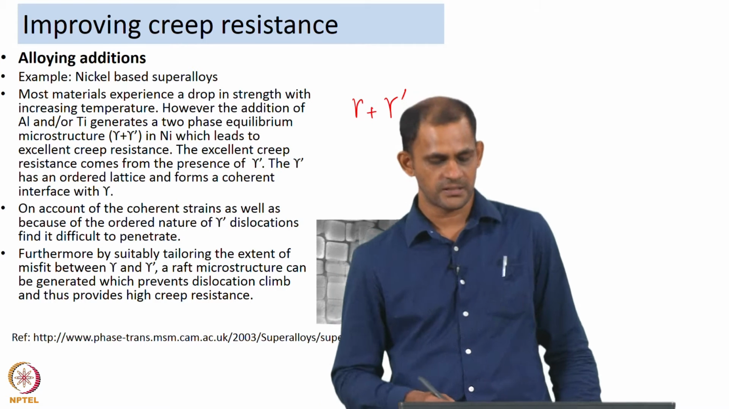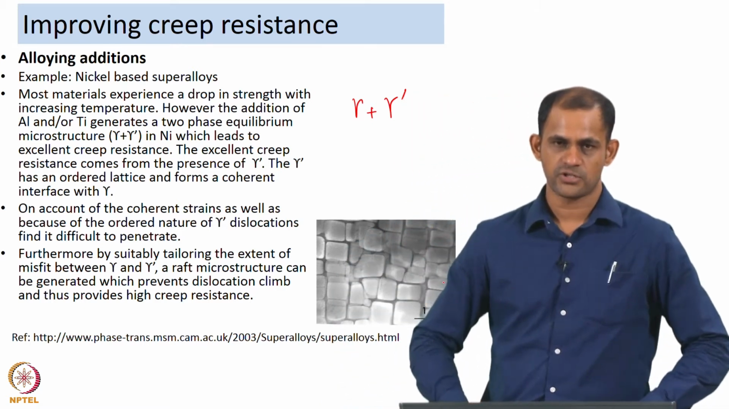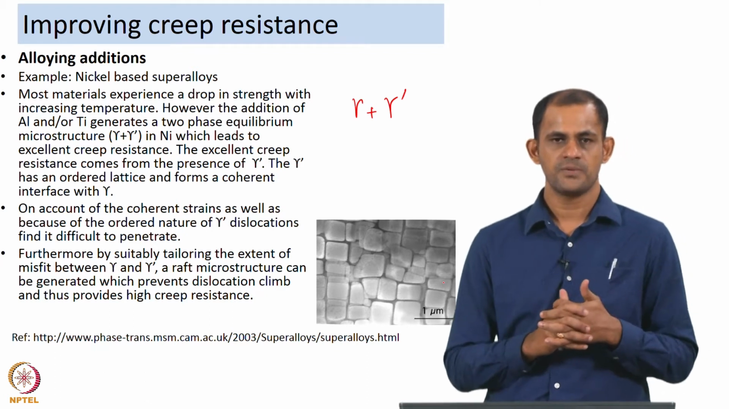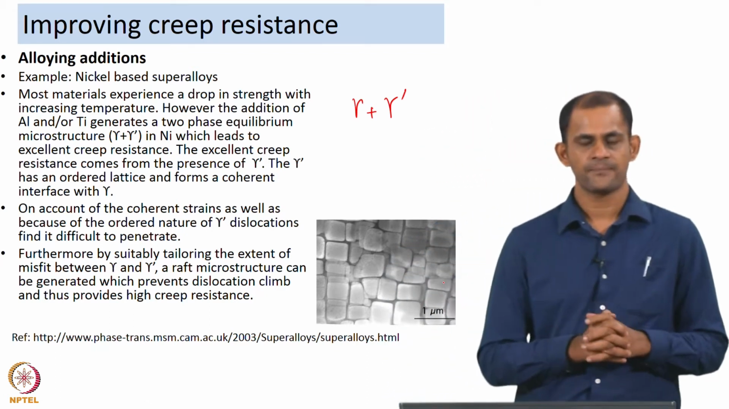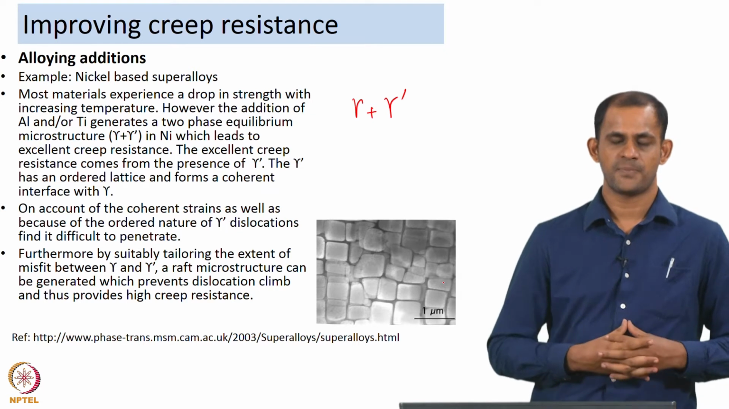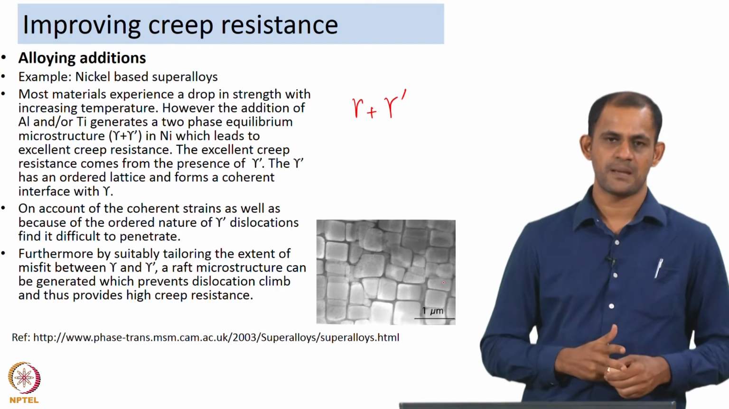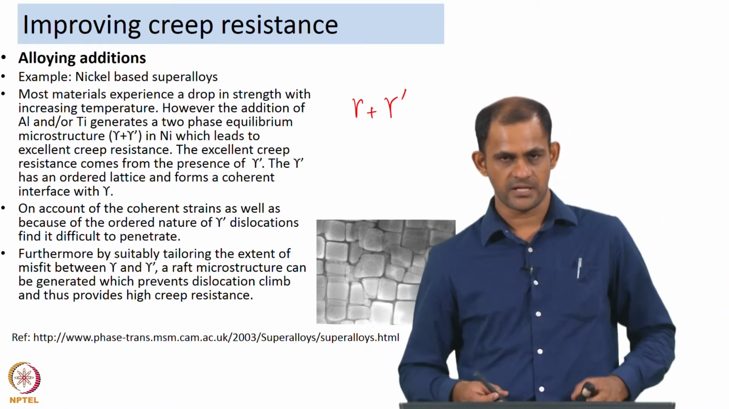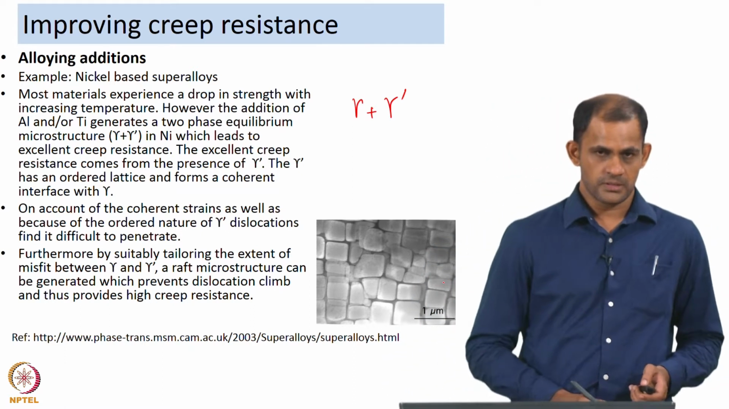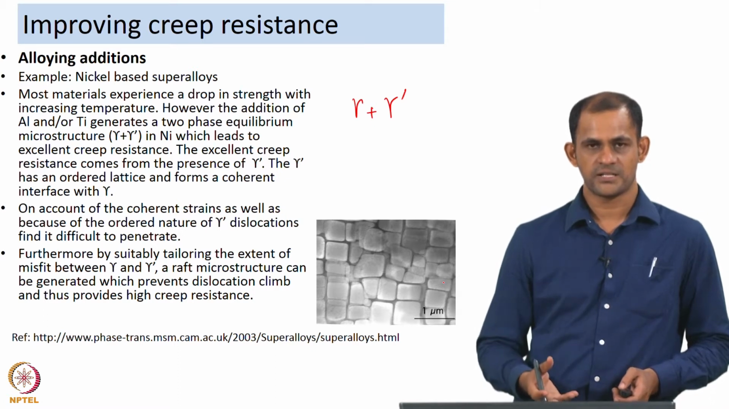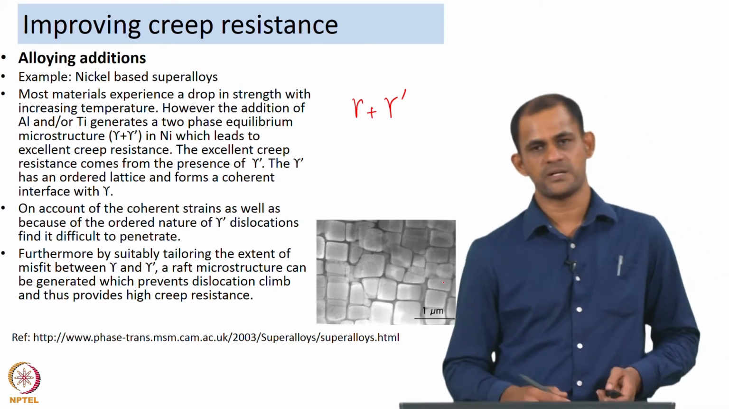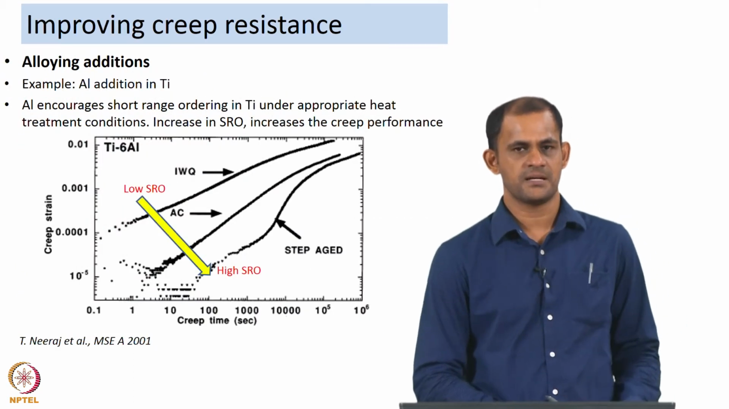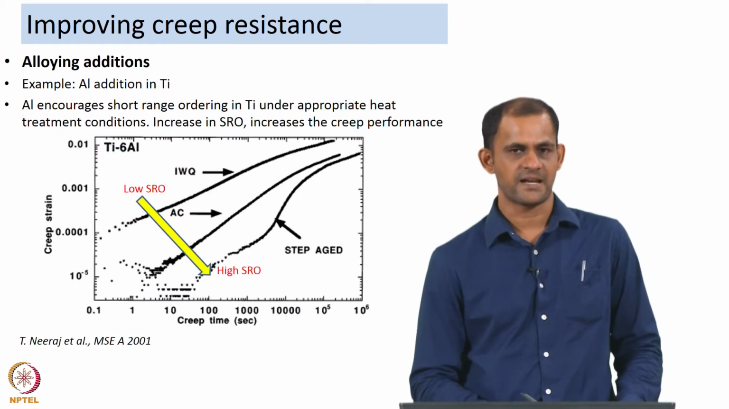So, that is one of the things that can be achieved. The raft microstructure can be achieved by addition of aluminum and titanium and with some suitable heat treatment. This raft microstructure prevents the dislocations from climbing easily and in turn controls the creep deformation of the material. So, that is an example of how alloying additions can bring about an improvement in the creep performance of a material. Another example is the addition of aluminum in titanium.